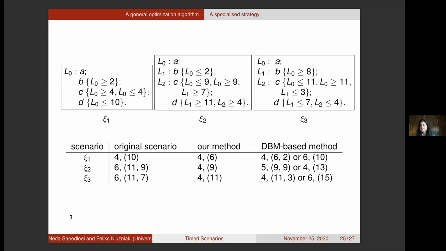However, in the DBM reduction technique, there are 2 generated scenarios, one in which the number of constraints is still 4, but there are 2 clocks with maximum constants 6 and 2. And in the other case, the number of constraints is increased to 6, and there is only 1 clock with maximum constant 10. You see that both these outcomes are worse than our outcome, because the first outcome increases the number of clocks, and the second outcome increases the number of constraints.